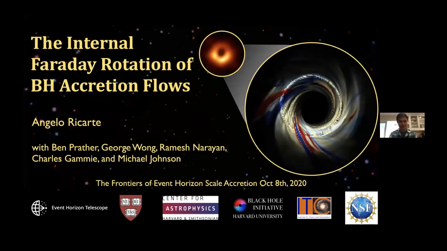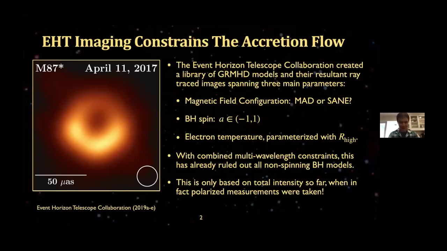And we're looking into internal Faraday rotation, how that reflects the state of the black hole accretion flow. So as I'm sure you've all seen, the Event Horizon Telescope has resolved the accretion flow around the black hole at the center of M87 star. This is an image for one particular day, April 11th.